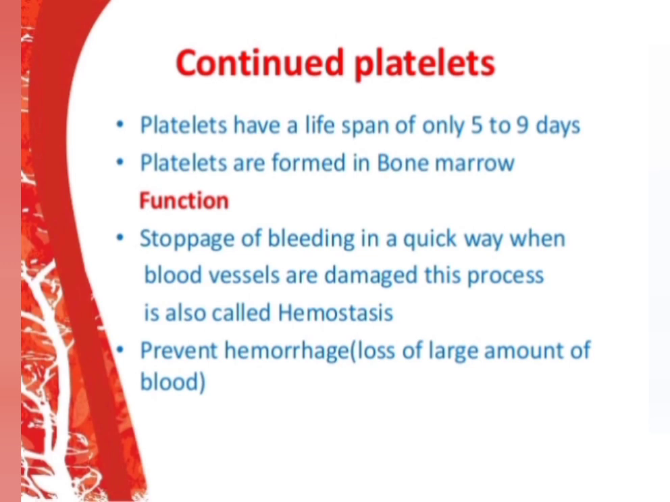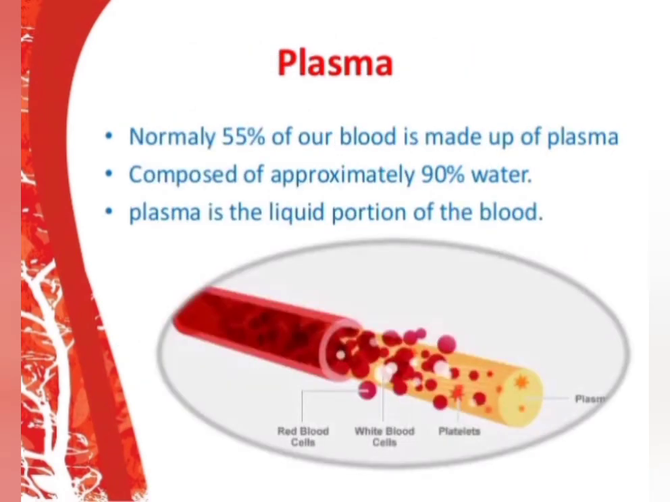Suppose the platelet count decreases in the blood, or the platelets are absent, then the clotting of blood or blood coagulation cannot take place. In that way, the blood loss will continue, and a large amount of blood will be lost from our body. As I explained in my previous slide, blood is composed of a transparent fluid called plasma, in which blood cells are suspended. We have discussed the blood cells. Now we will talk about the plasma.